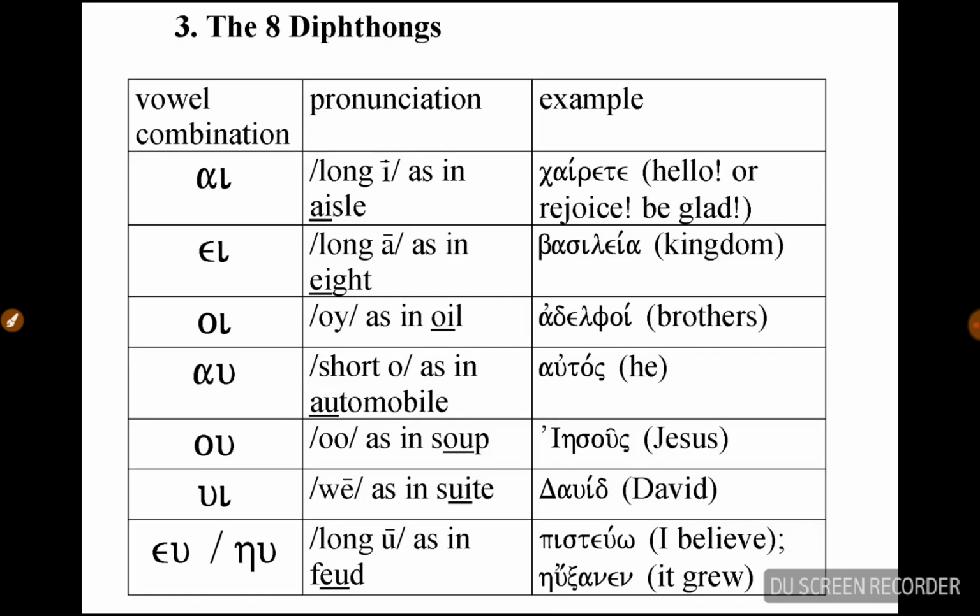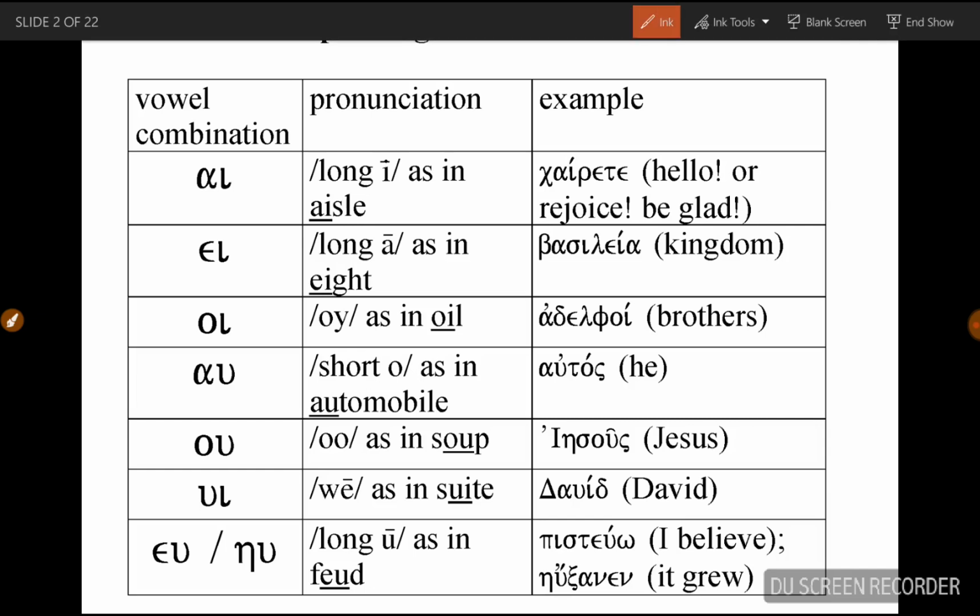Okay, next slide. We have diphthongs in English and we have diphthongs in Greek. And what I mean by diphthong is when two vowels are put together, the combination of the vowel produces a new sound. And so we have equivalents of these in English, and there are 8 vowel combinations in Greek, or 8 diphthongs. And so alpha iota is pronounced I as in aisle. And all of this, by the way, you can rehearse also in your textbook Mounce. Mounce goes over all this. But alpha iota is aisle.